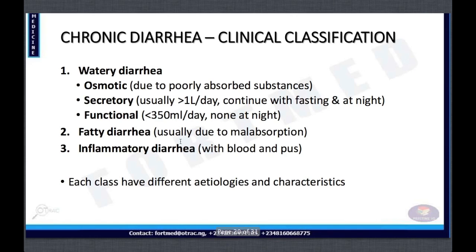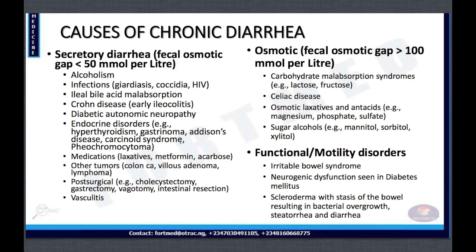In discussing chronic diarrhea, the better approach is to classify it based on the nature of the stool as watery diarrhea, which can be subdivided into osmotic, secretory, and functional, fatty diarrhea, and inflammatory diarrhea. Each of these will be discussed with their causes. For watery diarrhea, secretory and osmotic diarrhea are divided based on the fecal osmotic gap. The fecal osmotic gap is calculated by 290 minus 2 times (stool sodium plus stool potassium). And these are the causes.